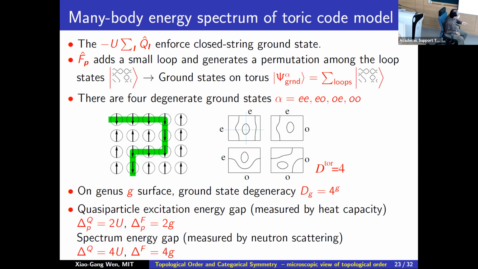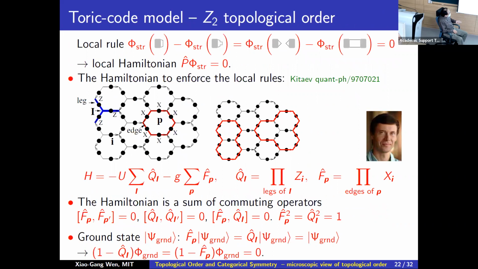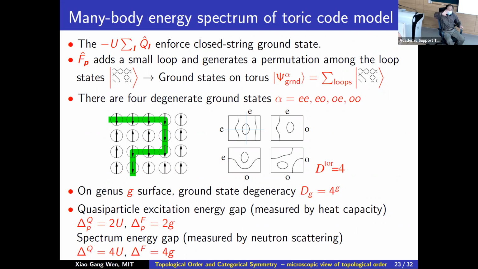However, if you study excitation in the toric model, there are some interesting features. Because as I mentioned, the ground state means that F and Q equal to 1, that gives us ground state. But we know F and Q have eigenvalues plus or minus 1. If changing the wave function to make one Q equal to minus 1, then you increase energy by 2U. If you make one F from plus 1 to minus 1, you increase energy by 2G. So you can see that that's excitation. You can have a quasi-particle excitation because F and Q may flip sign. The energy gap for the excitation will be either 2U or 2G. And when you measure the heat capacity, you will see this activation gap. You'll see the smaller one, either 2U or 2G, whichever is smaller.